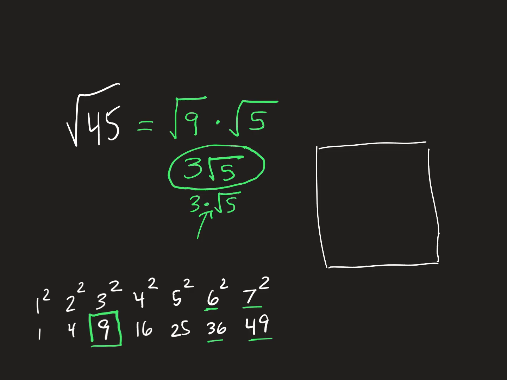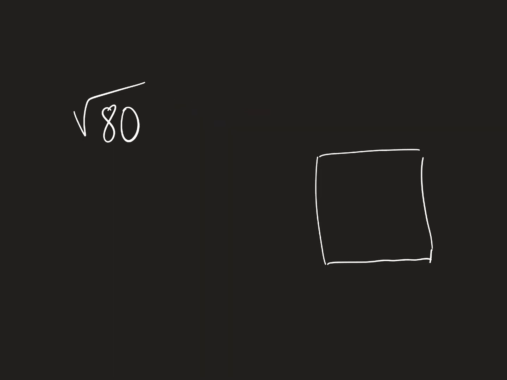Let's try another. Here we have the square root of 80. Okay, I'm going to go through that same process, and I want you to get comfortable doing that as well. Only this time, I'm going to say to myself, well, I'm going to start at 5. 5 squared would be 25. 6 squared is 36, and I could even start higher. 7 squared is 49. 8 squared is 64.